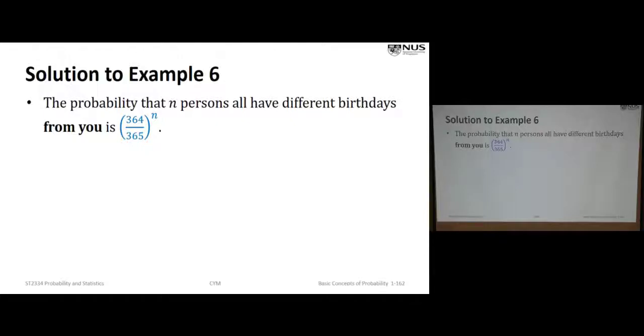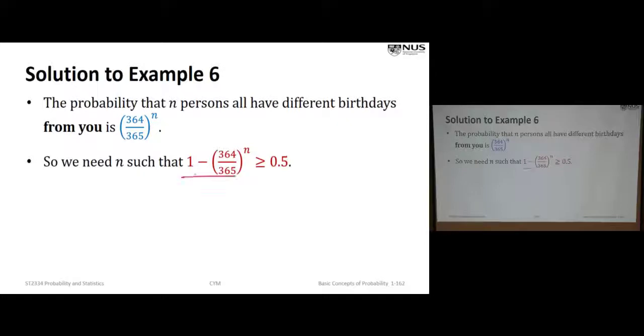So this is the probability of having n persons all with a birthday different from mine. But they can have the same birthday among themselves, just different from mine. No one in these n persons is having a birthday same as mine. So now 1 minus it is the probability that I will get at least one person with the same birthday as mine. I want it to be greater than 0.5.